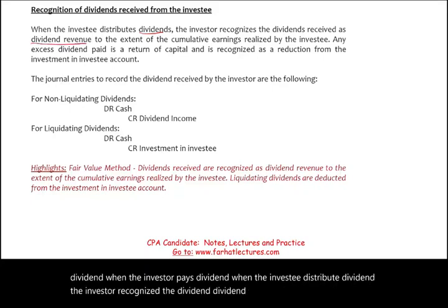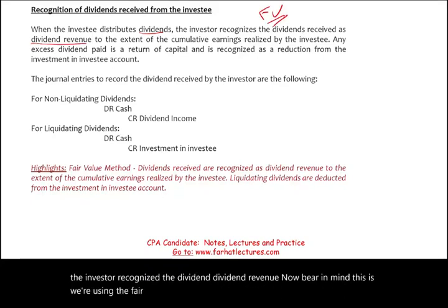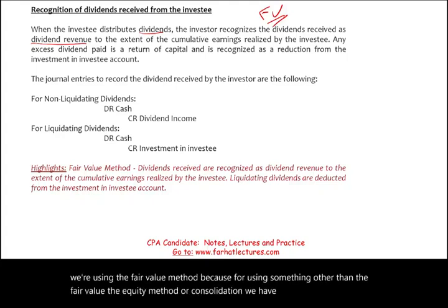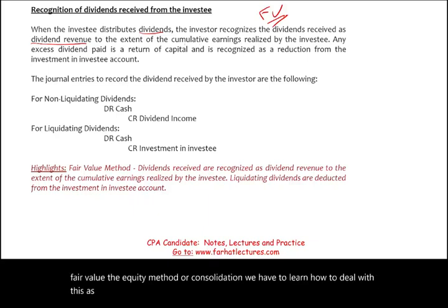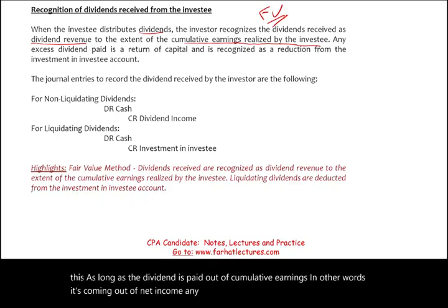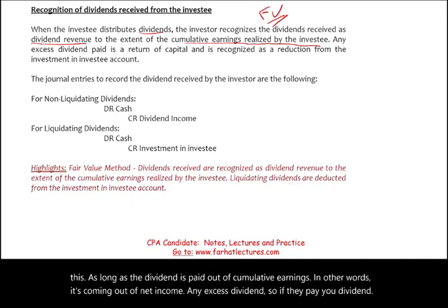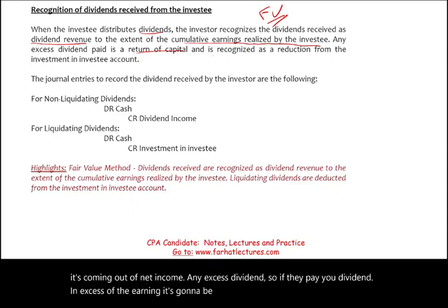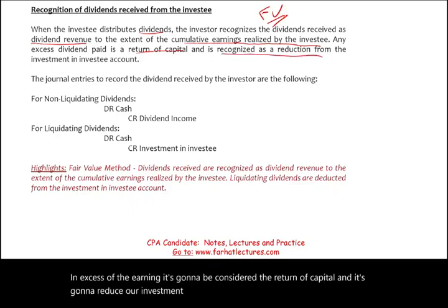Now bear in mind, we're using the fair value method, because if we're using something other than the fair value, like the equity method or consolidation, we have to learn how to deal with this. As long as the dividend is paid out of cumulative earnings, in other words, it's coming out of net income. Any excess dividend, so if they pay you dividend in excess of their earning, is going to be considered a return of capital, and it's going to reduce our investment, which we will see an example of how to do.